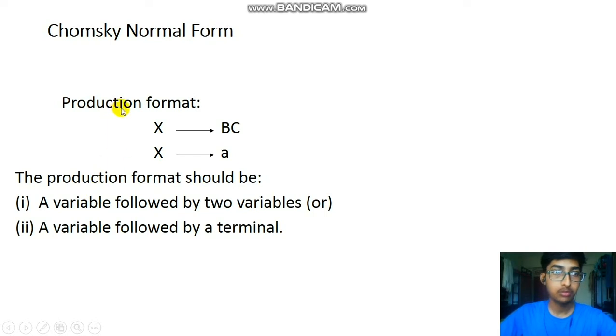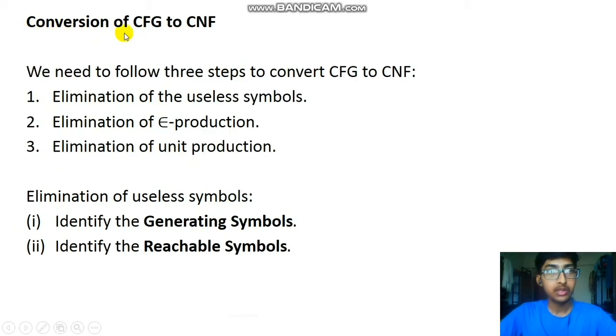Now Chomsky normal form. The production format is a variable followed by 2 variables, or a variable followed by a terminal. X is a variable. Now how to convert a context-free grammar to Chomsky normal form? For that we need to follow 3 steps, which are elimination of useless symbols, elimination of epsilon production, and elimination of unit production. First we are going to see about elimination of useless symbols.